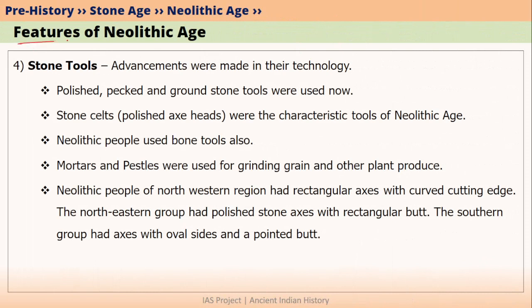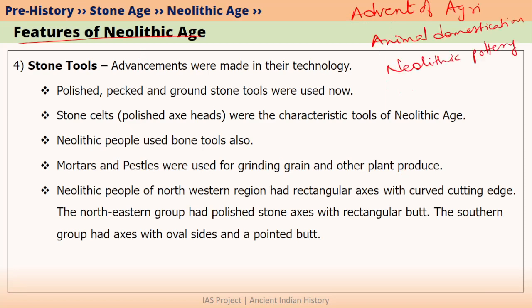We have talked about some features of Neolithic Age in our previous video: the advent of agriculture, animal domestication, and Neolithic pottery. Now let's look at the stone tools that were used in Neolithic Age. Generally speaking, advancements were made in the technology of stone tools. In Neolithic Age, the stone tools used were polished, pecked and ground stone tools.